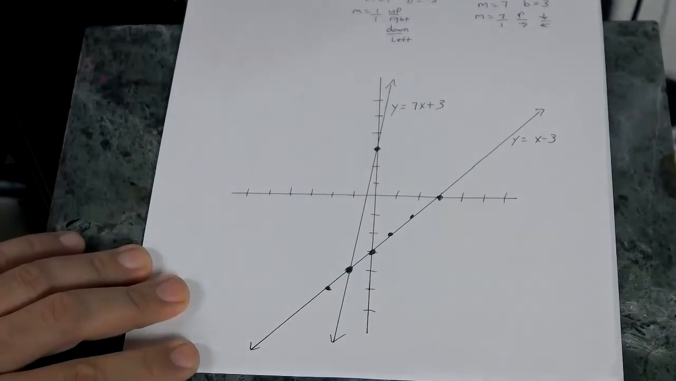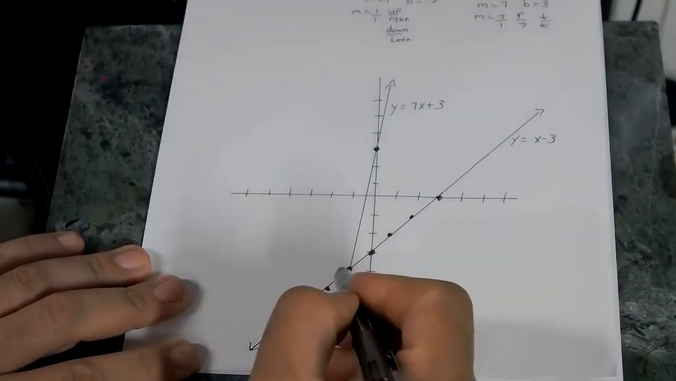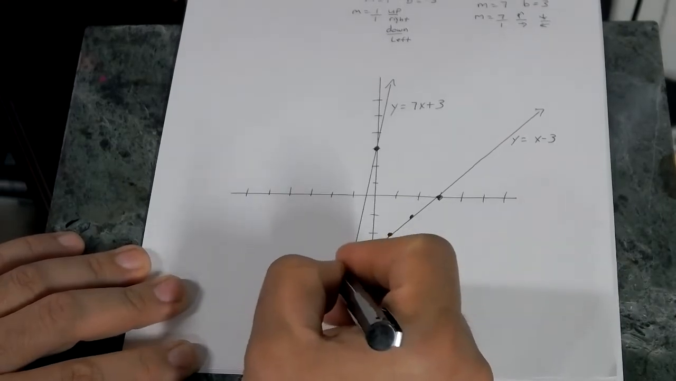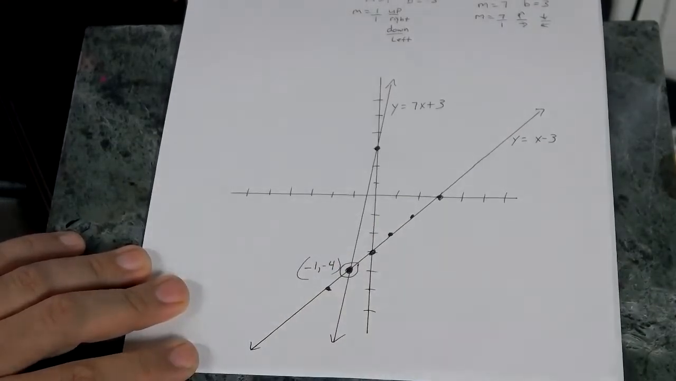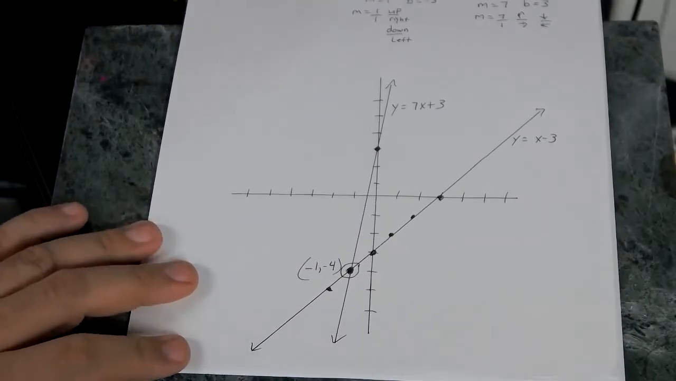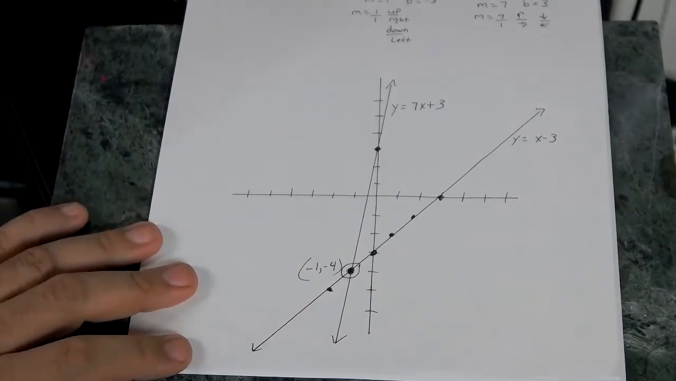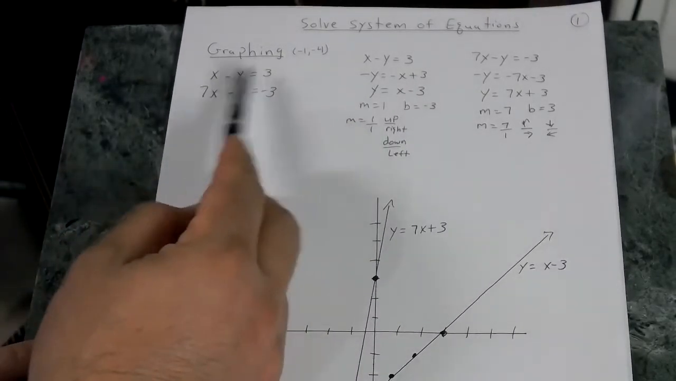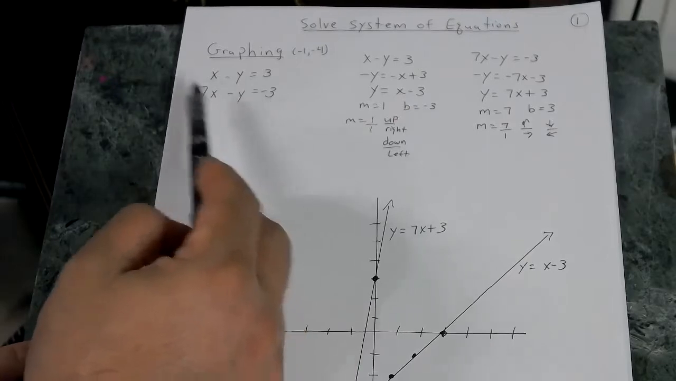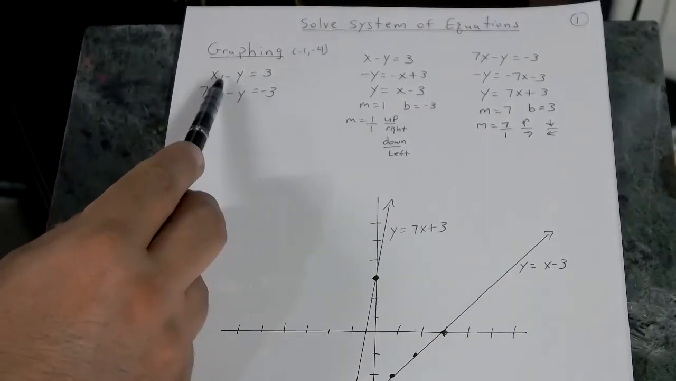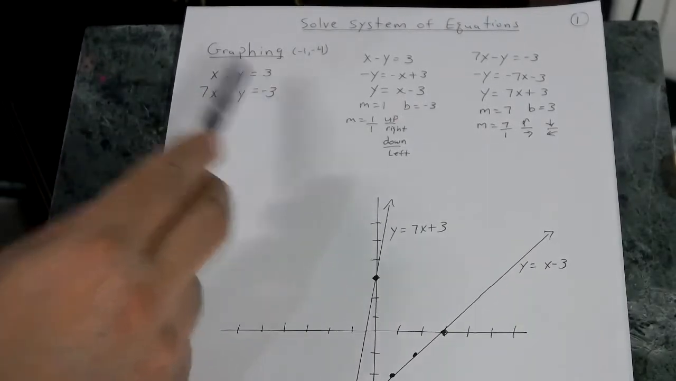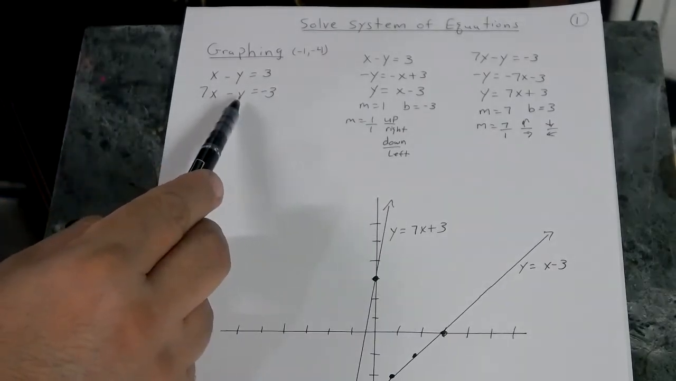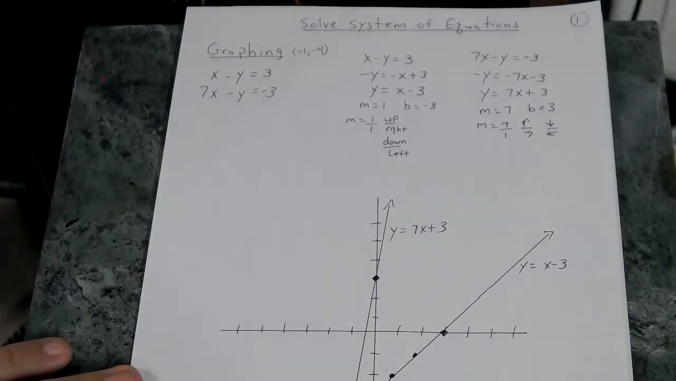As you see where the two lines intersect, here's my intersection, which is at (-1, -4). So what does that mean? That means that if x is -1 and y is -4 in my original statement, I should have them being equal. So -1 minus -4 is +3. And -7 minus -4 is -3.